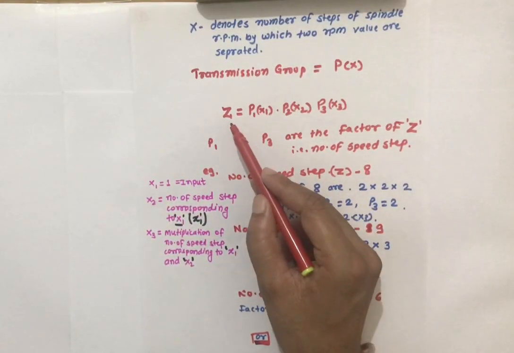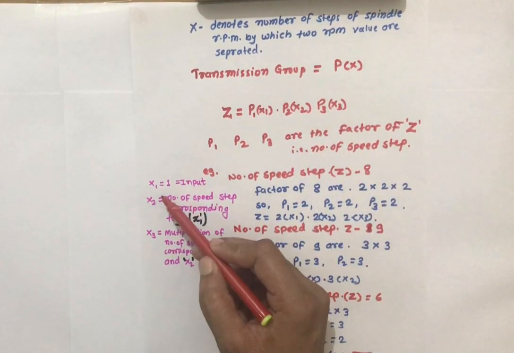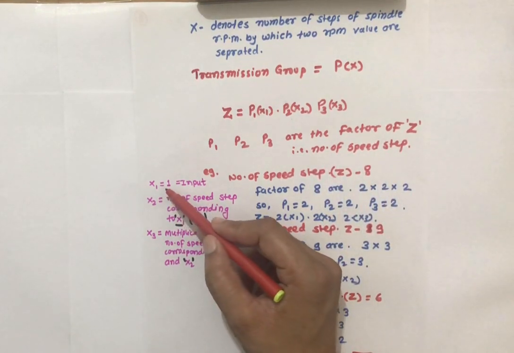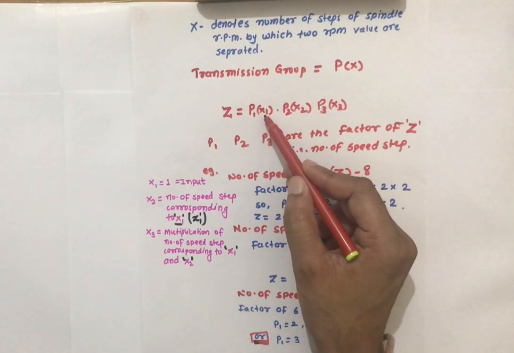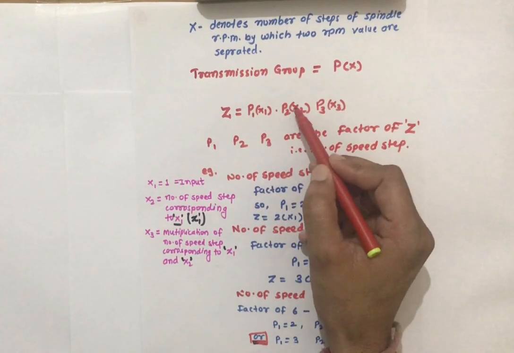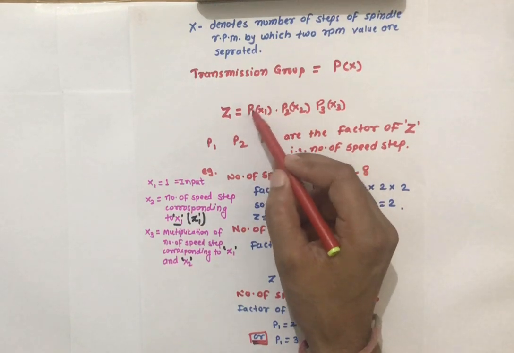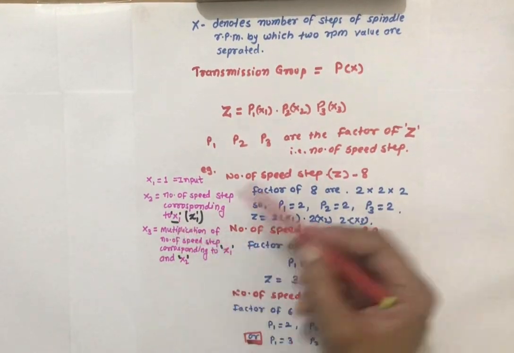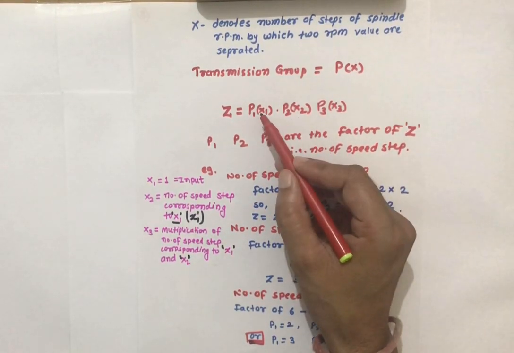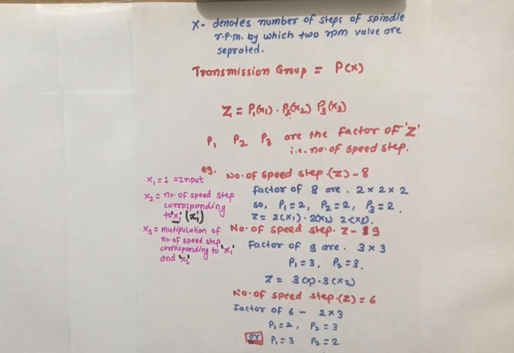Just remember the structural formula: Z is equal to p1 x1, p2 x2, and p3 x3, where p1, p2, p3 are the factors of Z, that is the number of speed steps, and x1 is always 1, that is the input. x2 will be the number of speed steps corresponding to x1, so the factor corresponding to x1 becomes x2. And x3 is the multiplication of the speed steps corresponding to x1 and x2; the multiplication of these two becomes x3.